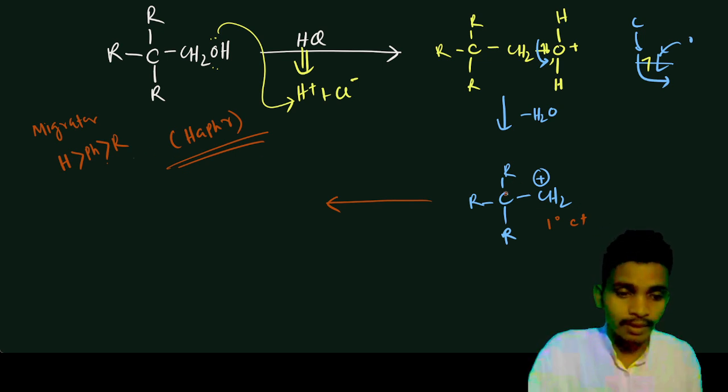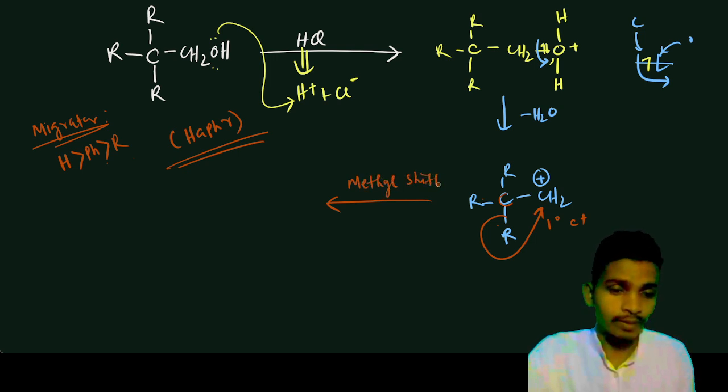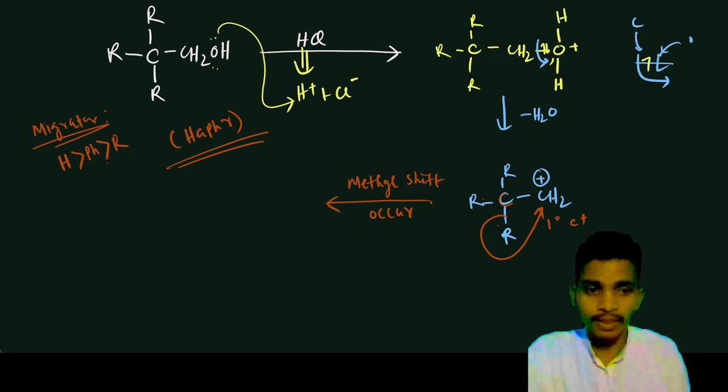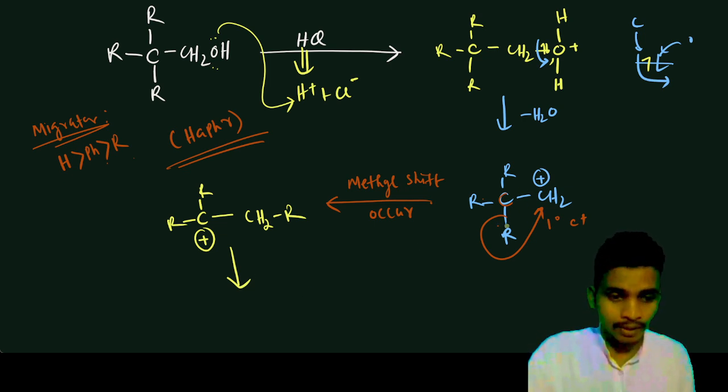Since in these carbons all are alkyl groups, with no phenyl or hydrogen, the only chance is that an alkyl group will shift. If hydrogen or phenyl were there, their migratory aptitude order is higher, so hydrogen would shift. But here only R groups are there, so R will shift. You can call this a methyl shift. It means this carbon has R and R, and since the group shifted here, we get the positive charge, with CH2 and R. It takes both bonded electrons and shifts, so this carbon gets the positive charge.